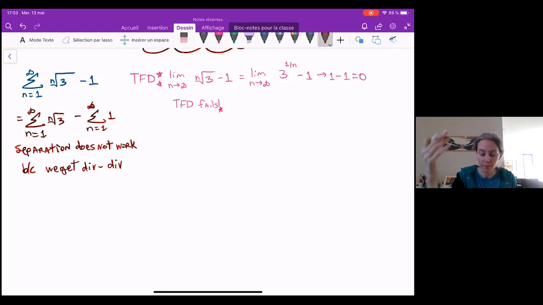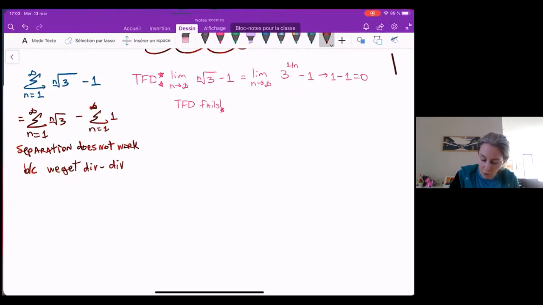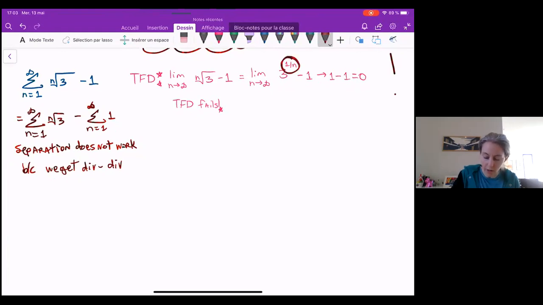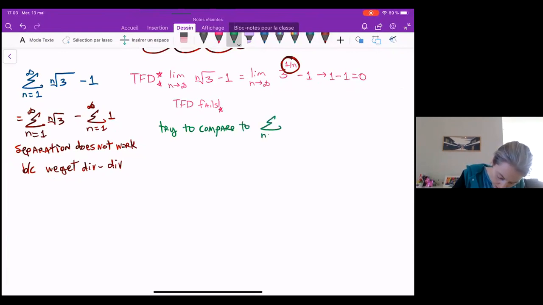So we're going to look at where we did the test for divergence and see how the nth root of 3 is the same thing as 3 to the 1 over n. I actually see the harmonic series inside this thing. So I'm going to try to compare to the harmonic series, which we know diverges.